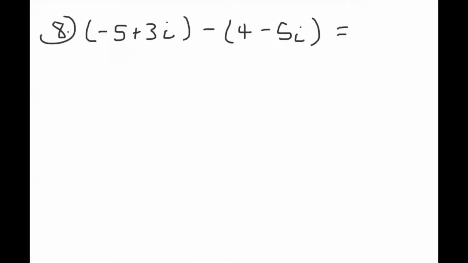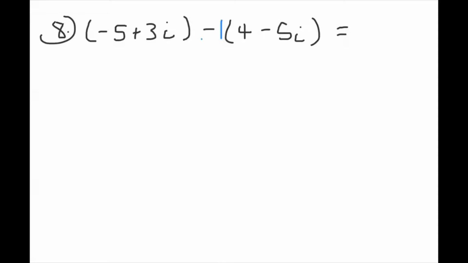Okay, this is number 8 on your worksheet, adding and subtracting complex numbers. We're actually subtracting these two complex numbers. So this is a complex number here, and that's a complex number there. And we're subtracting those two numbers from each other. Here's what I would do just to simplify things. This is like having an imaginary 1 in front of that parentheses.